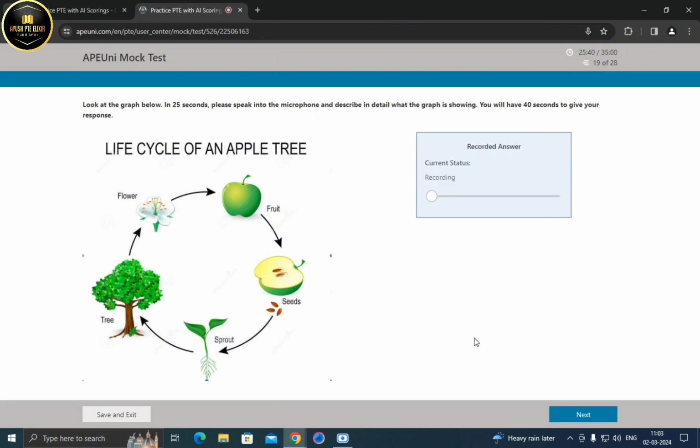The given image represents the life cycle of an apple tree. I can see several elements used in this image. I can see some words like fruit, seed, sprout, tree, and flower. Moreover, I can see there are some black arrows used.